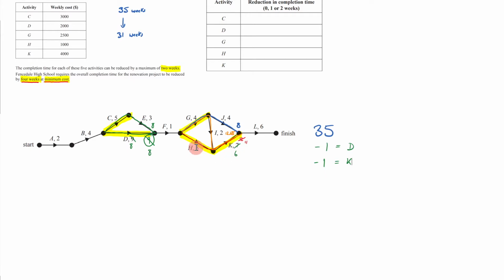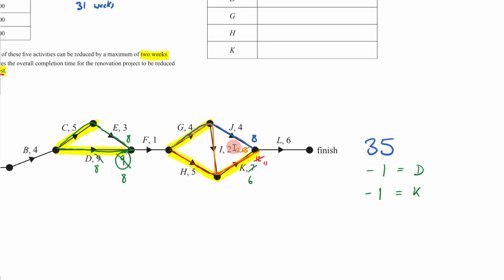If I reduce H, it's actually not going to change anything, is it? Because H right now is just this pathway here that would really impact. So H isn't going to do anything. I really want to reduce my orange pathway. And the reason why I know I want to reduce my orange pathway is because at the moment, the minimum completion time for this portion right here is going to be 12, because 12 is the biggest number.